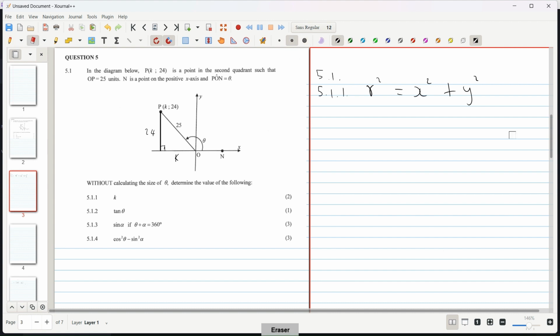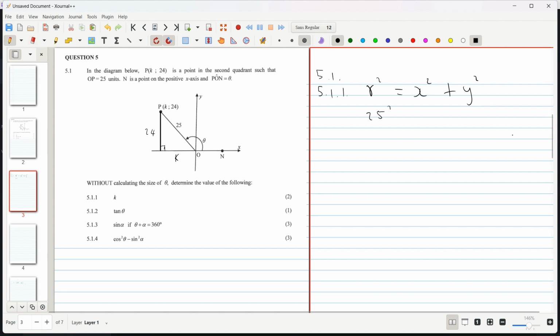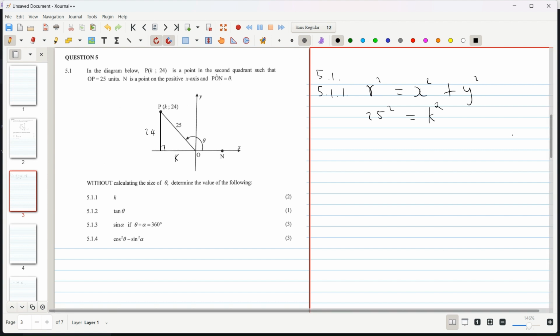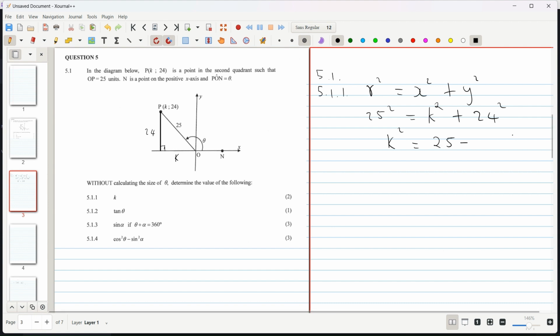We do have our hypotenuse, which is 25. So this will be 25 squared. Do we have our x? No, we don't. So it's our k. We write k squared plus y. Do we have y? Yes, it's 24. So it will be 24 squared. All we need to do here is solve for k. So let's make k squared the subject of the formula. We'll have 25 squared minus 24 squared. Remember to square these.